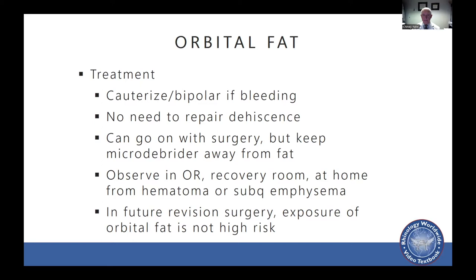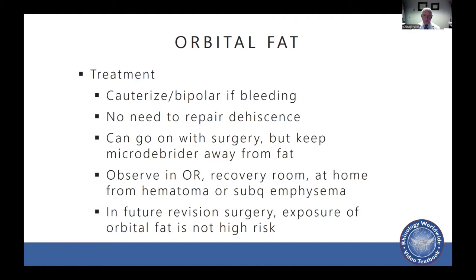Patients should be observed in the operating room, recovery room, and at home for hematoma or subcutaneous emphysema. And of interest in future revision surgery, which I have performed on patients who have had orbital fat exposure, the risk of getting orbital fat exposure again is not so high because of the scarring that occurs, making it more difficult to re-enter into the orbit. Nevertheless, heightened observation needs to be done.